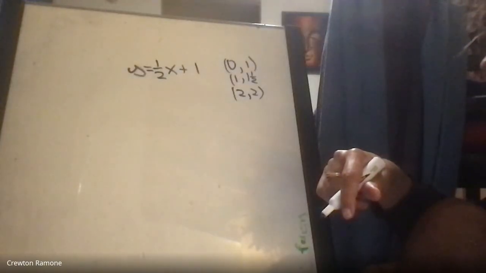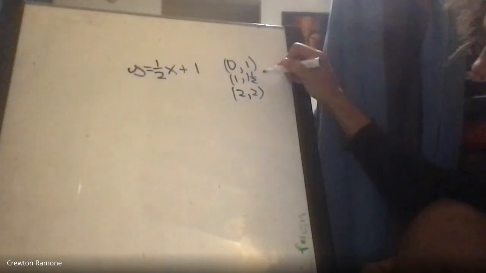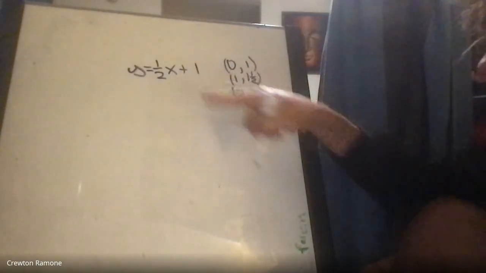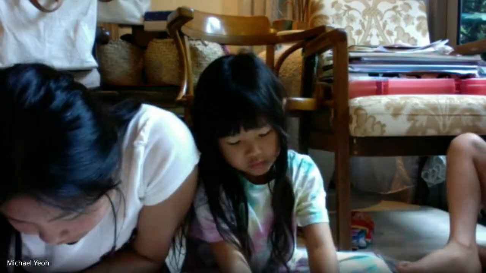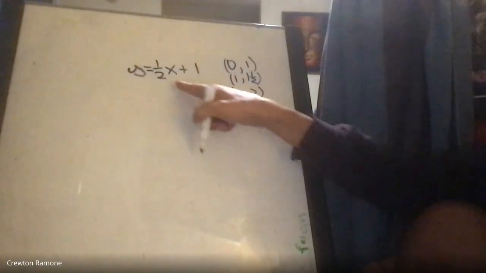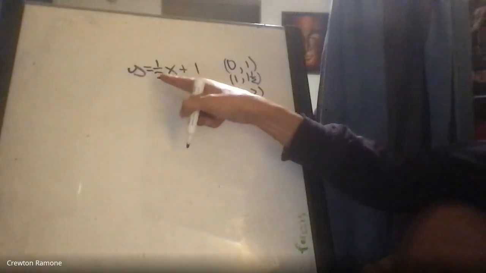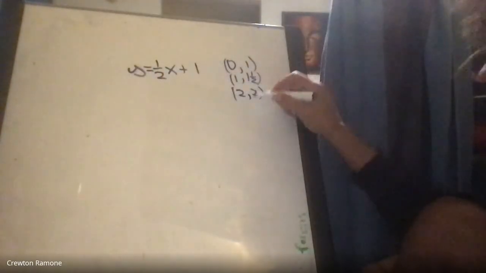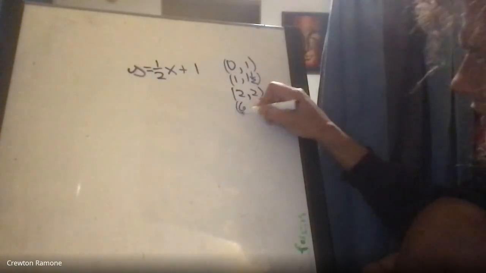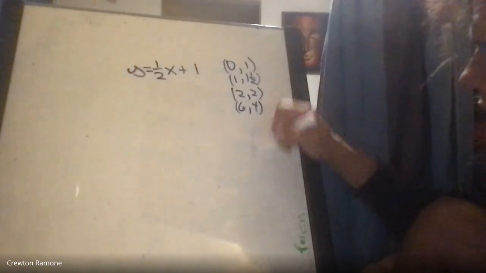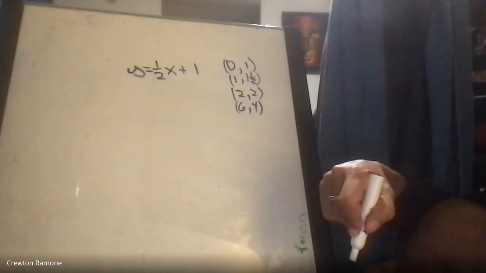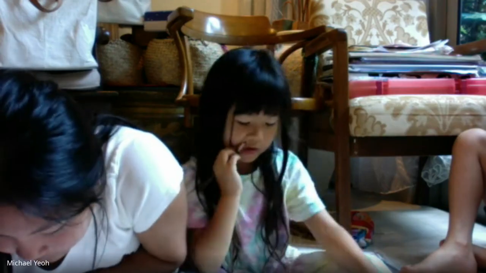Because see, every time I put in an odd number, I'm going to get a half, right? But every time I put in an even number, I'm going to get a whole. So if I put in, say, 6, half of 6 is 3 plus 1 is 4. So I can say 6, 4. Now I have to draw a graph, right? And then I could put in 10.